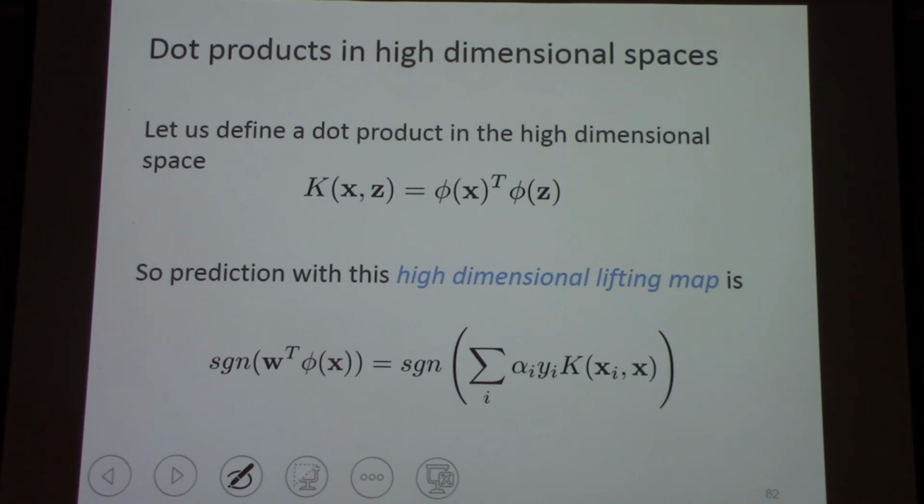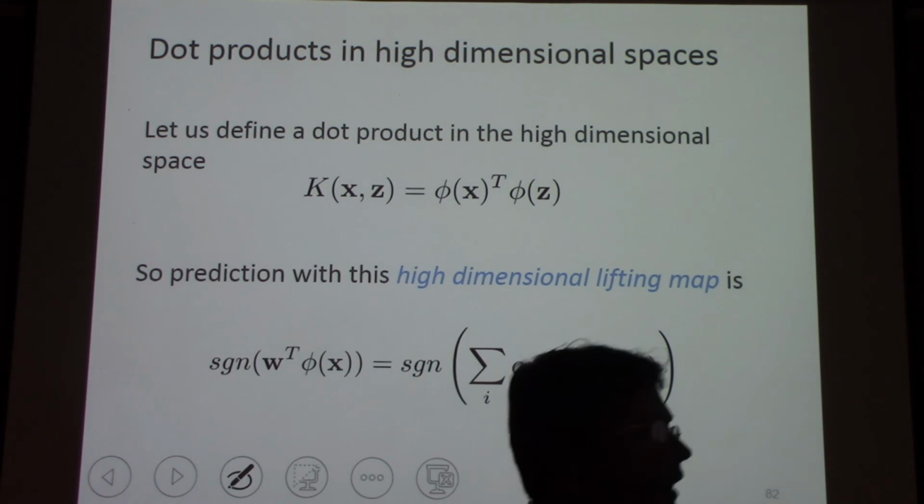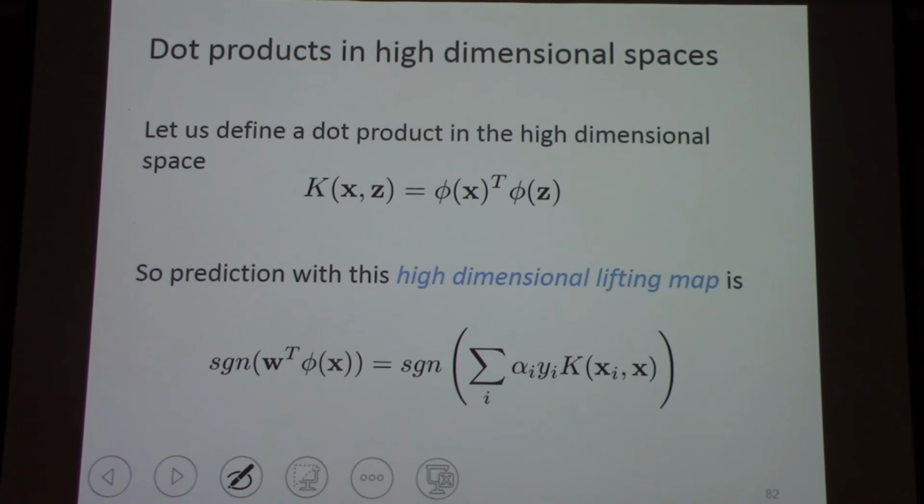So effectively, what I have managed to show you is that the sign of W transpose phi of x is exactly the same as the sign of the sum over the entire training set, i summed over the entire training set, of alpha i, y i, k of x i, x.